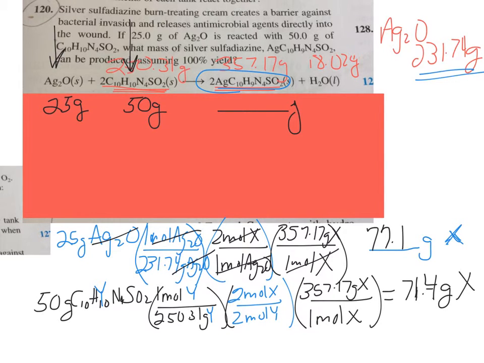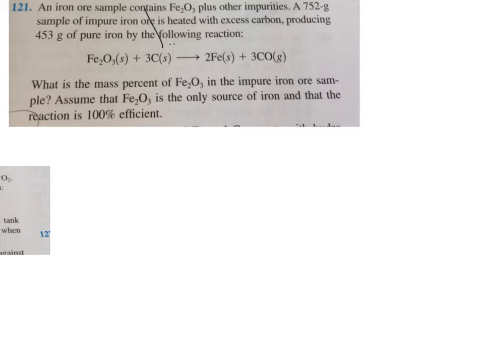So we'll go on to the next slide. We have this iron ore sample. So this is like a hunk of rock, basically. And in this hunk of rock, some of it is iron oxide, but we don't know how much. So the overall rock, and this is why I encourage you to try to draw a picture, is 752 grams. And we put that rock with some carbon, and we end up making iron and CO.